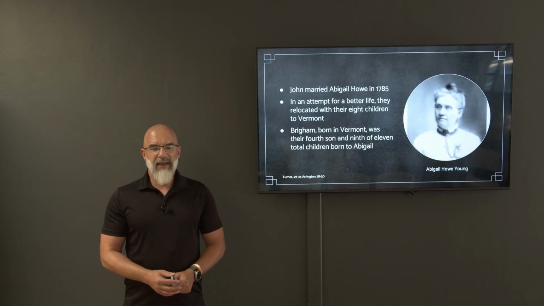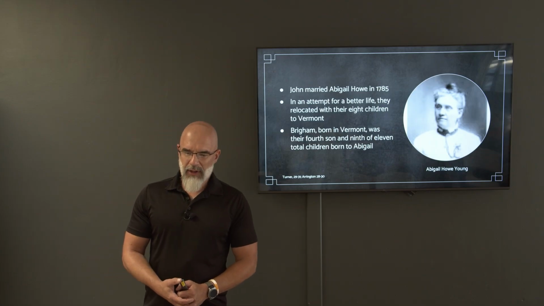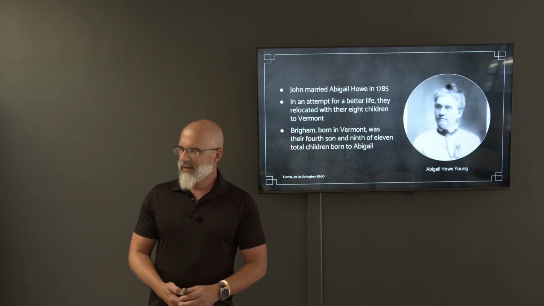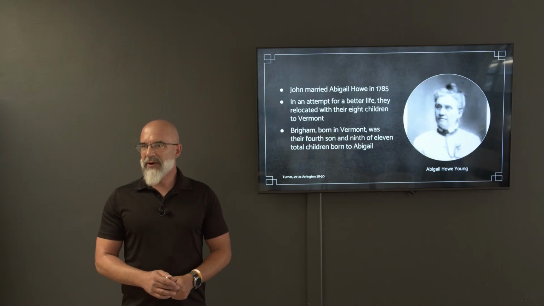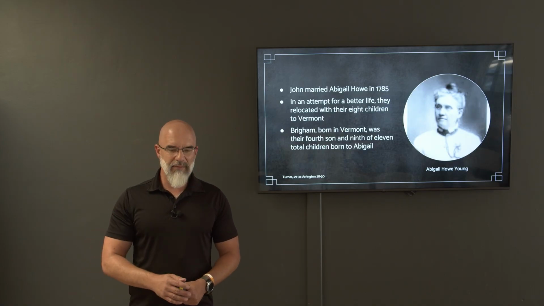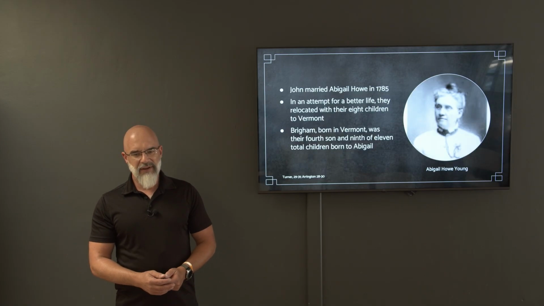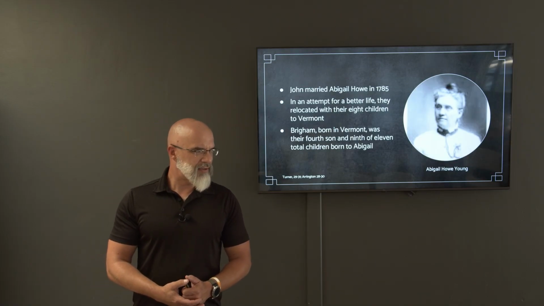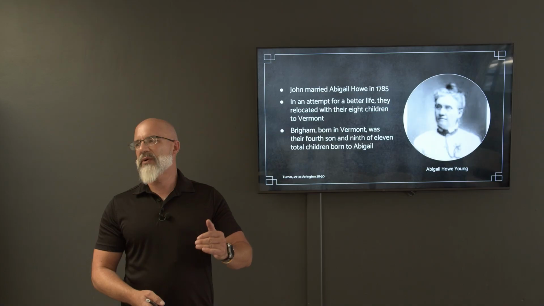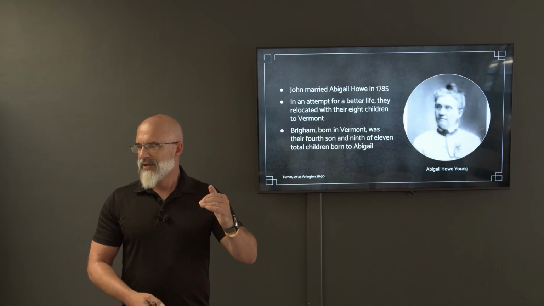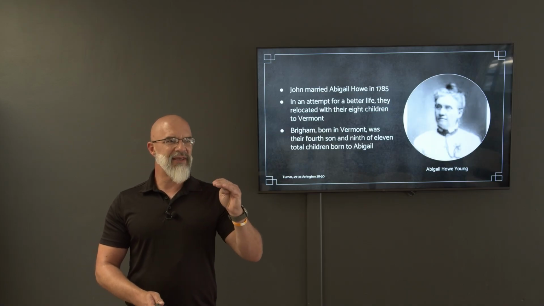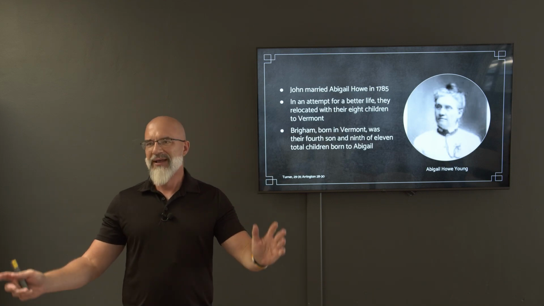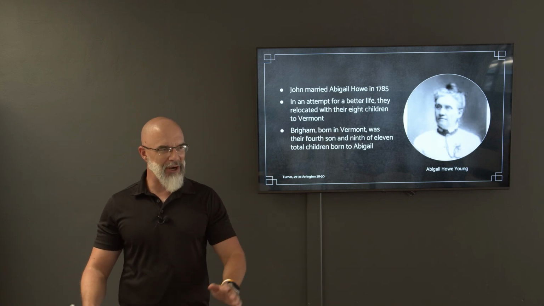And John, when he married Abigail Howe, so Brigham's mom, in 1785, and like a lot of other people wanting a better life, they relocated the family to Vermont, with their 8 kids. And the more I study this period of history, the more I go, man, we are such a bunch of sissies. We are just wusses, and we cannot deal with life. And we're all going, I'm so stressed and life's so hard. And we have no idea what hard is.